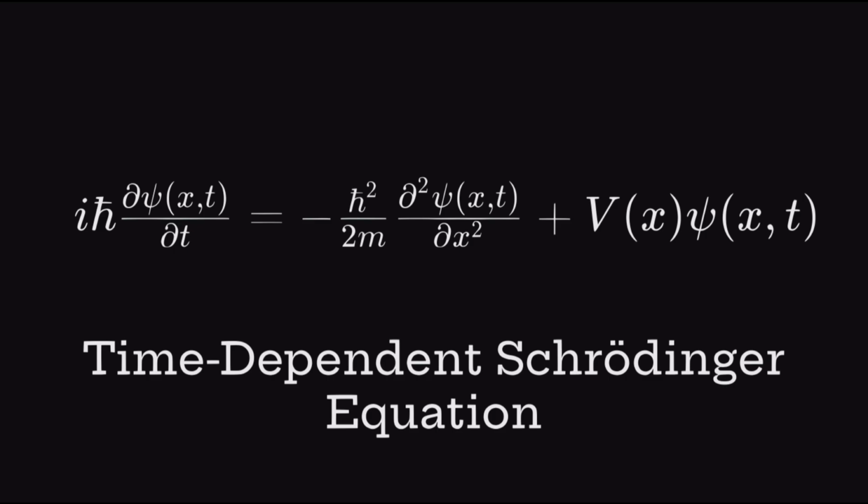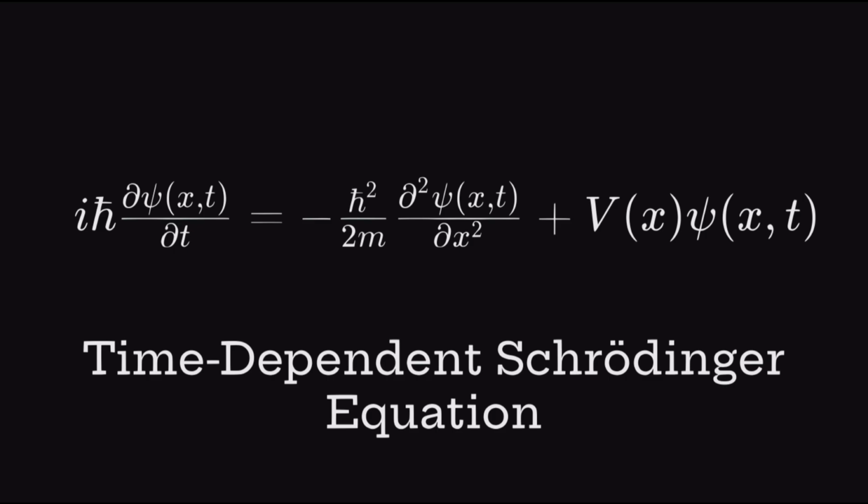Imagine a fish swimming in a pond. The fish isn't sitting still. It moves around, but you can't see exactly where it is at any given moment. Instead, you take a blurry photo of the fish that shows where it might be, but it's not exact. This blurry photo represents something called the wave function, denoted by psi of x and t. The Schrödinger equation describes how this blurry photo changes over time, helping us predict where the particle is likely to be.